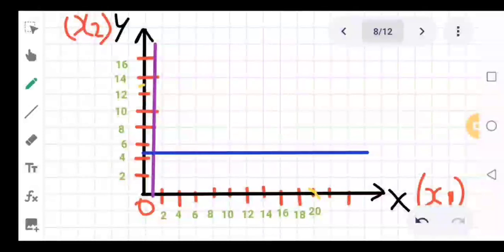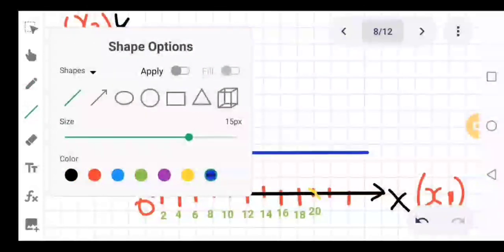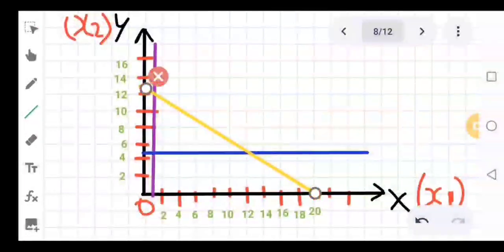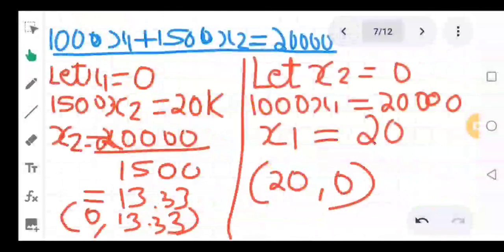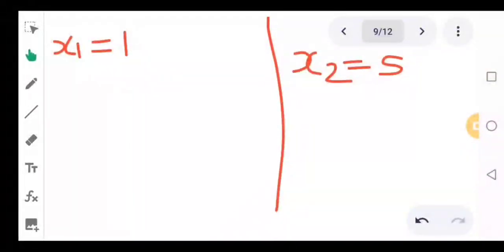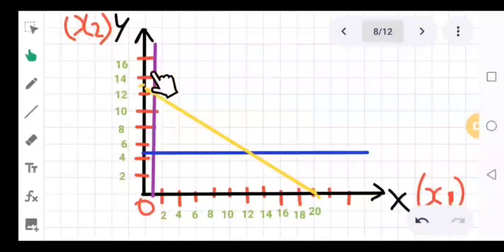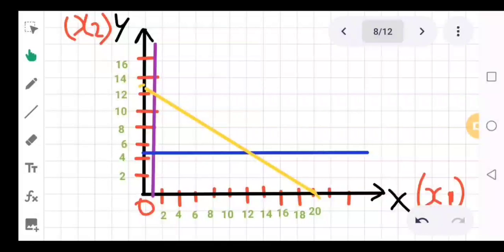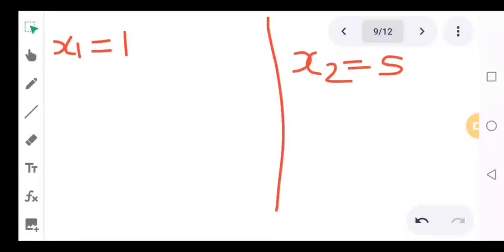Now I need to draw a straight line. Okay, so joining these 2 points. So this is my first constraint. So yellow is this constraint, the first constraint. The second constraint x1 is equal to 1 is represented by purple. Your third constraint that x2 is equal to 5 is represented by blue.